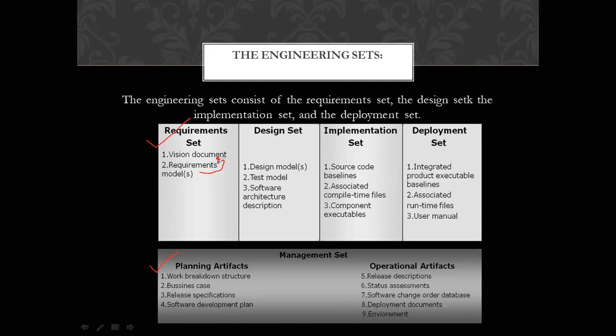Then comes your design set. Design set comprises all these things: design model, test model, architecture description. These things come under design set. And for evaluating whether design set is properly implemented or not, there are some practices again, like we have seen in requirement set, and those practices comprise analysis of internal consistency. For the quality of the design model, we have to check analysis of consistency with the requirement models, whether your design model is according to the requirement model or not.